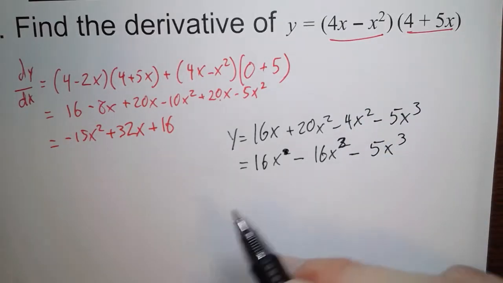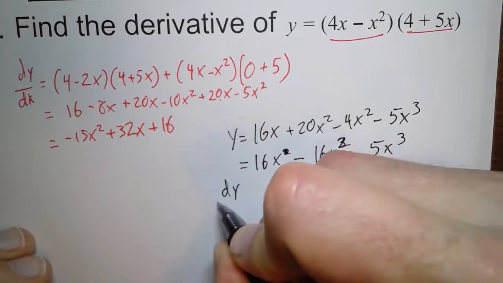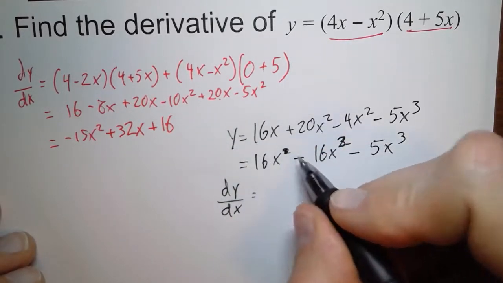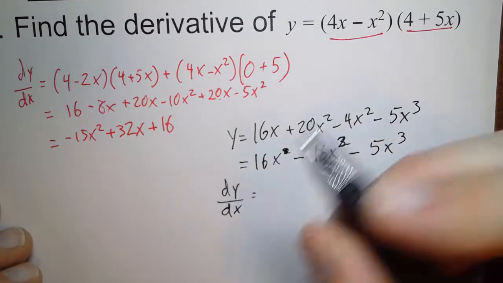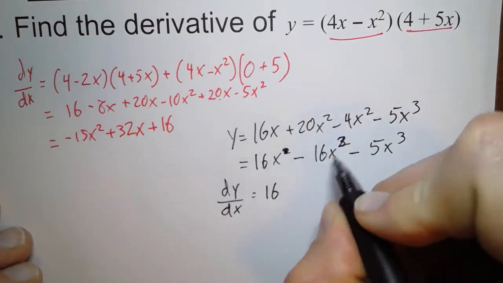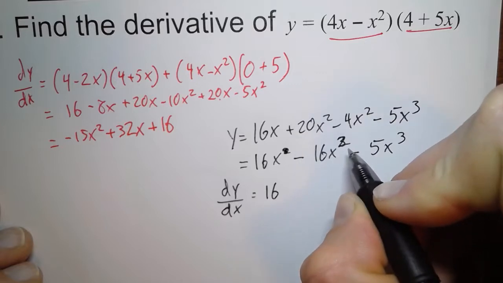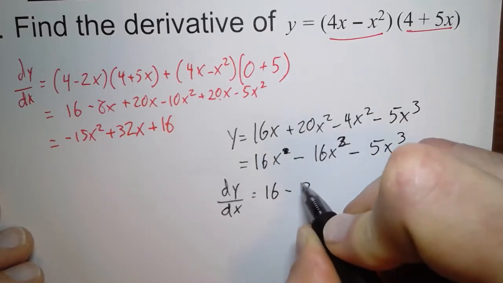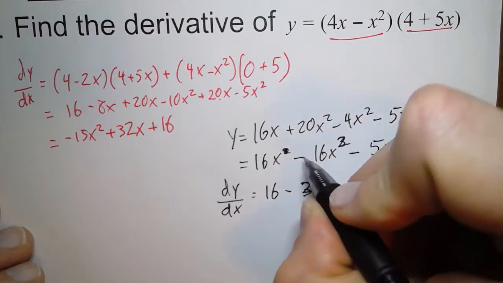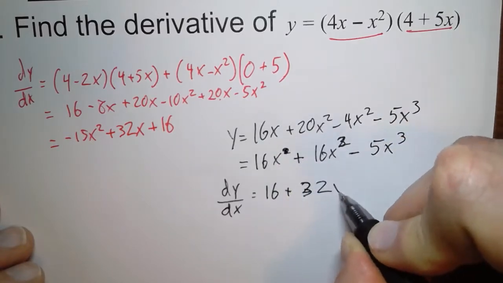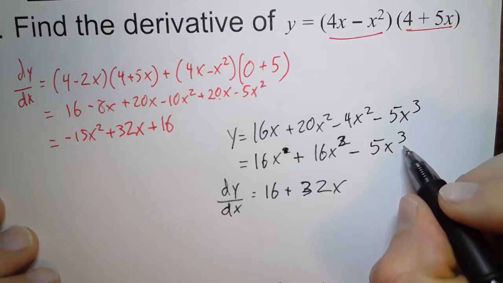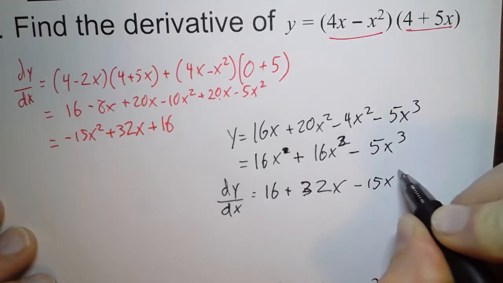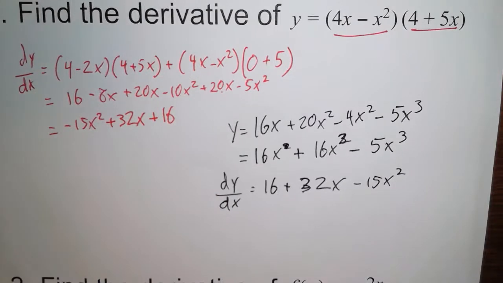So now when we take the derivative here, we have dy/dx. 16x is going to be just 16. 16x squared, according to power rule, we bring down the 2, so that's 32x. Actually, I said minus 32 at first, but that should be a plus. So that should be plus 32x. And then finally, same power rule here, minus 15x squared. So you do get the same thing.